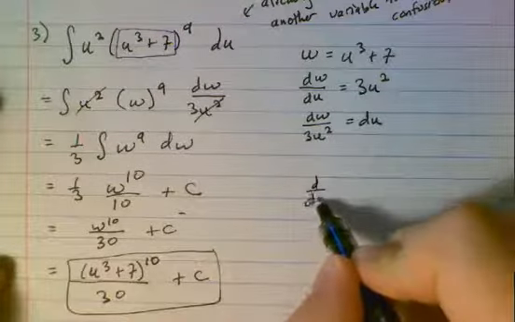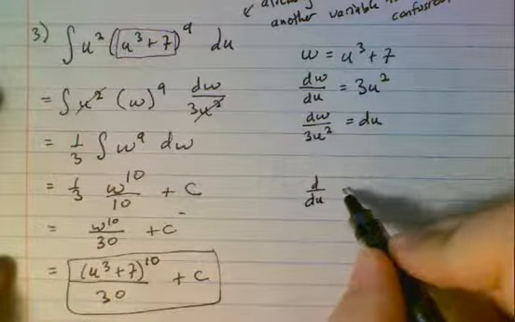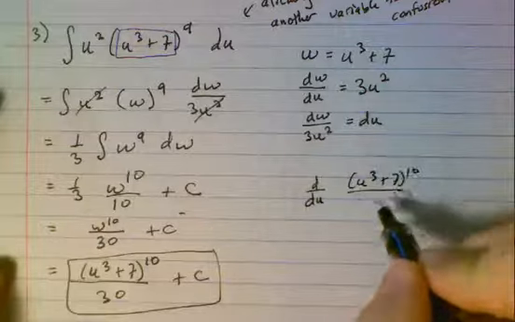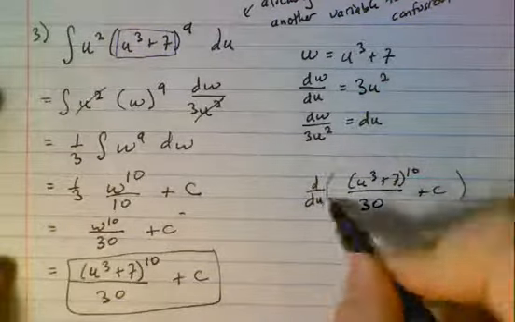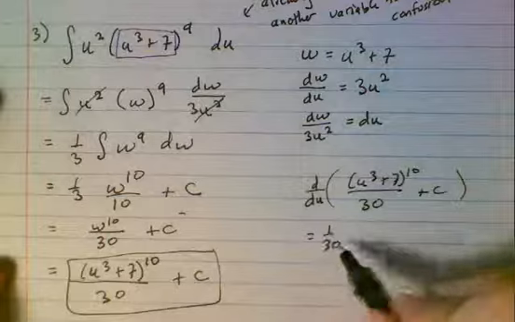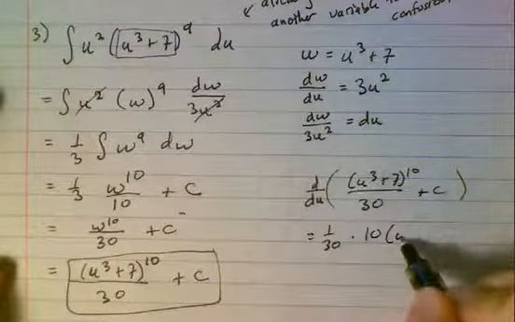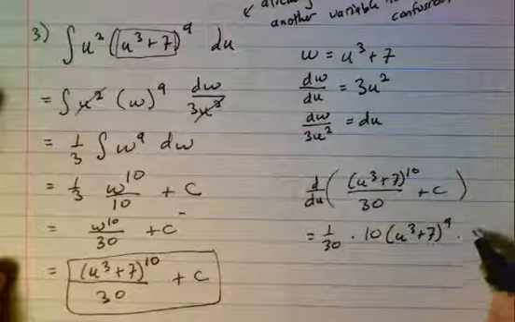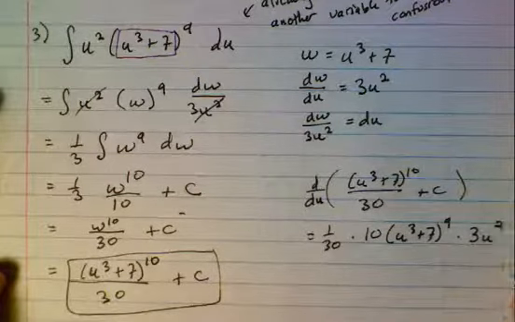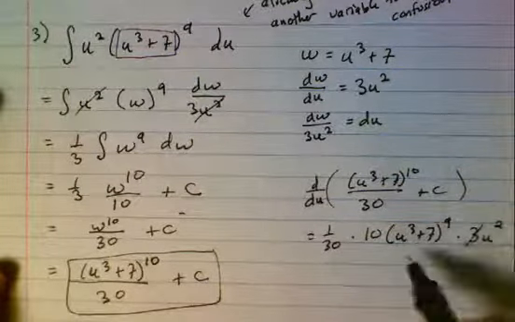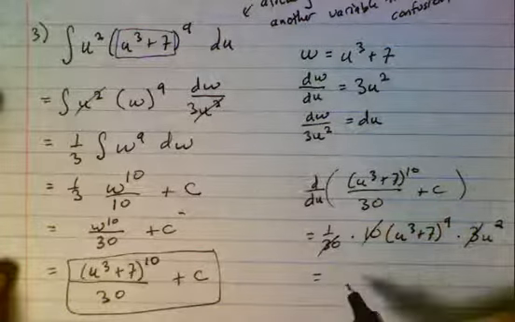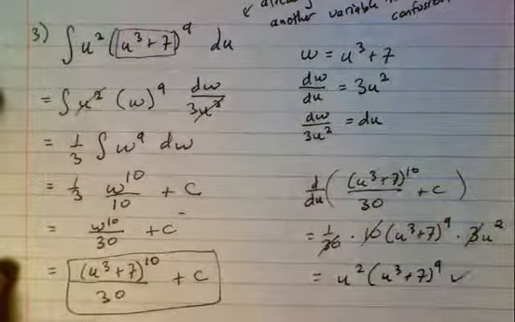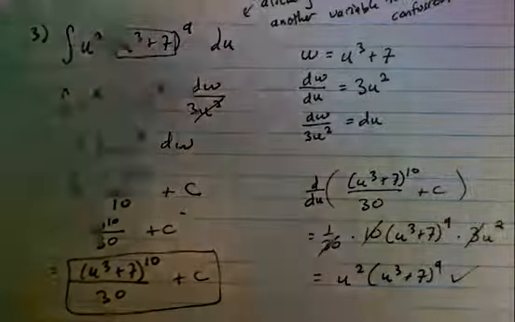When we take our derivative, we're going to take our derivative with respect to u. So that's 1/30 times 10 u to the third plus 7 to the 9th times the derivative of u to the third, 3u squared. So 3 times 10 is 30. That cancels out with this. And we have u squared, u to the third plus 7 to the 9th. It's exactly what we should have.